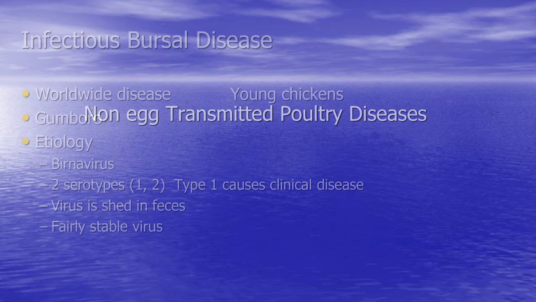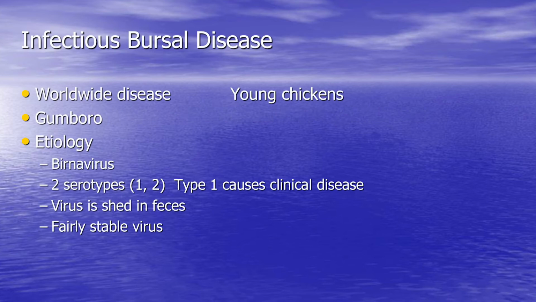Infectious bursal disease. It's a worldwide disease that affects young chickens. The disease is commonly referred to as Gumboro, or IBD. It is caused by a birnavirus, and there are two serotypes, type 1 and type 2. Type 1 is the one that causes clinical disease. The virus is shed in the feces, and it's a fairly stable virus outside of the bird.